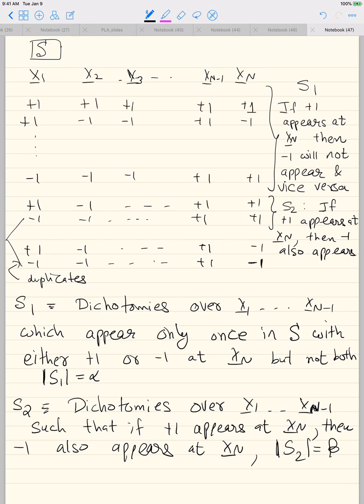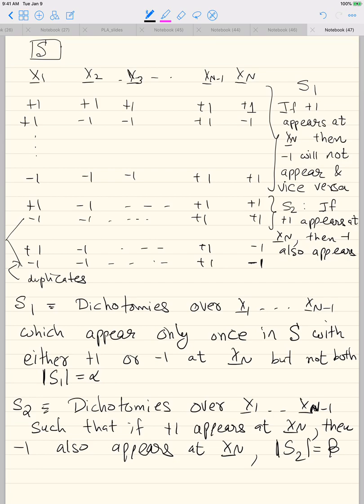That's exactly the argument. So you cannot have the same vector in S1 and S2 because if it happened in S2, it has to occur in S with both +1 and -1 in the last position. Okay? So whereas here, if it happens in S1, it can only happen with either +1 or -1 in the last position. It cannot happen with both values. Hence, by definition, S1 and S2 are disjoint. Is this clear?